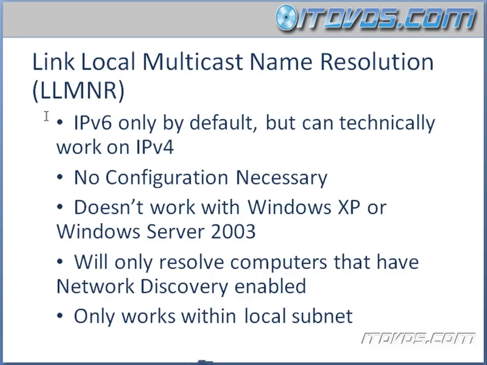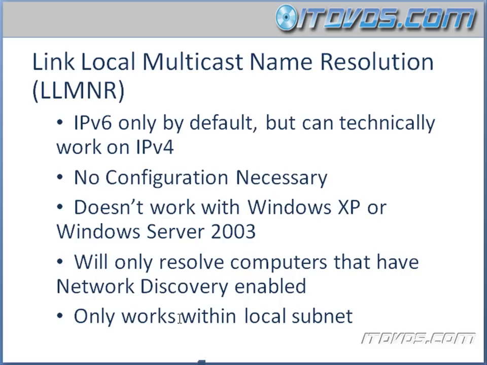Now, the advantage of LLMNR is there's no configuration necessary. So basically, your computers, if they have network discovery enabled, they'll respond to LLMNR queries. So we don't have to set up a DNS server or something like that in order for this to work. Now, a couple of disadvantages here is it doesn't work with Windows XP or Windows Server 2003. So we've got to have Vista, Windows 7, Windows Server 2008, or Windows Server 2008 R2. And again, it will only resolve computer names to IP addresses that have network discovery enabled, because those are the ones that are going to be listening on that multicast IP address.